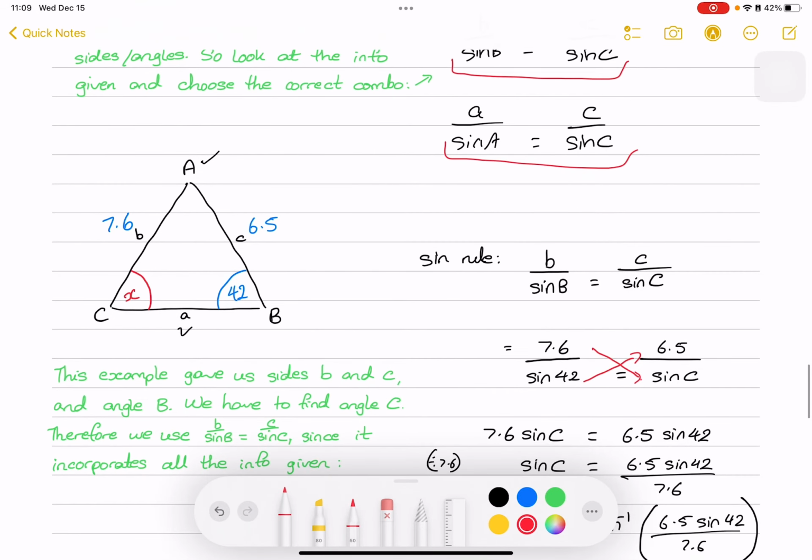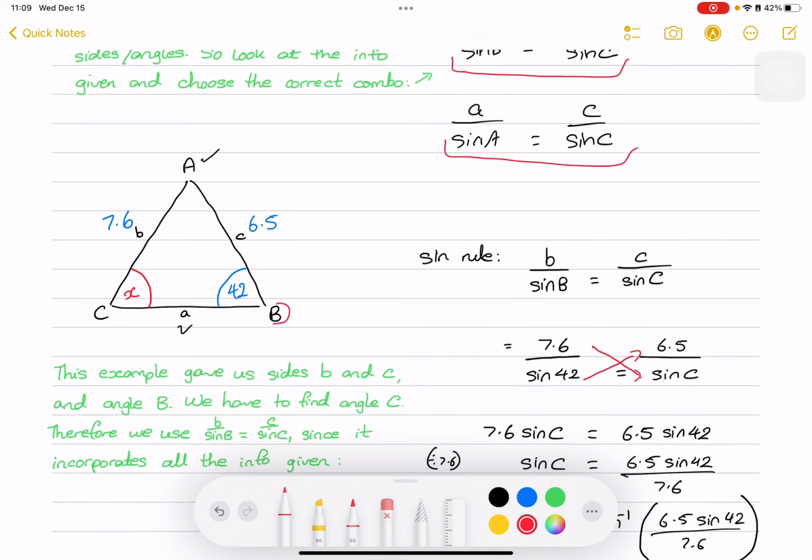So in this triangle, let's take a look at the information that they gave us. They gave us the angle at B, which is 42 degrees. They gave us the side b, which is 7.6. And they gave us side c, which is 6.5. As you can see, they did not give us anything to do with angle A or side a. What they are asking us to find is the angle at C.